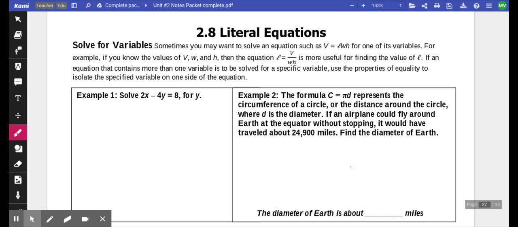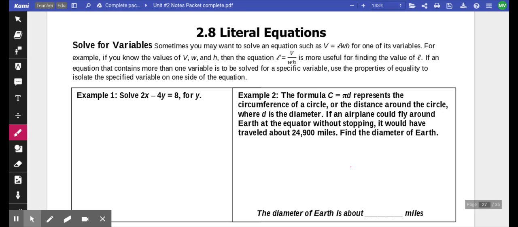So literal equations, you sometimes want to solve for variables. Sometimes you may want to solve an equation such as volume equals length times width times height for one of its variables. For example, if you know the volume, the width, and the height, then the equation length equals volume divided by width times height is more useful for finding the length. If an equation that contains more than one variable is to be solved for a specific variable, use the properties of equality to isolate the specified variable.